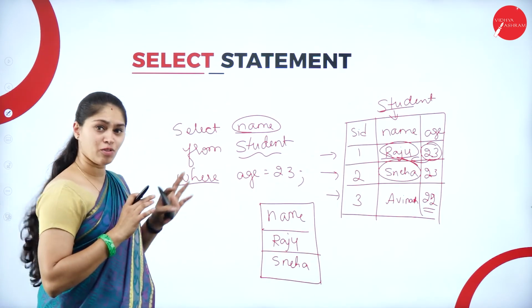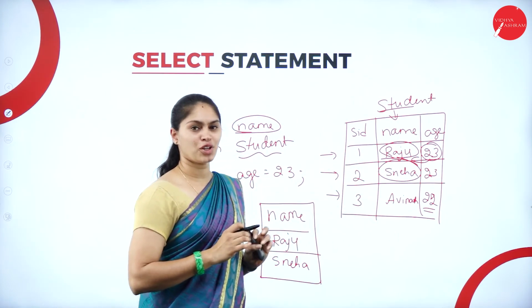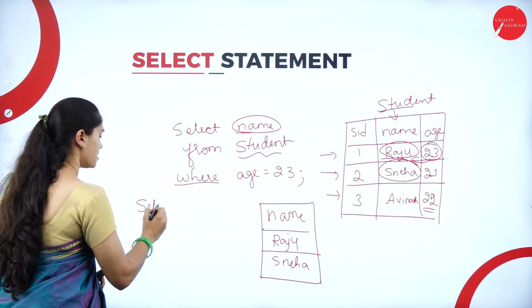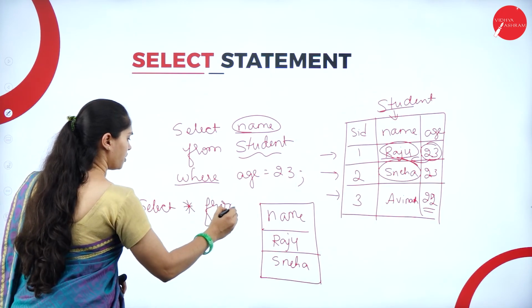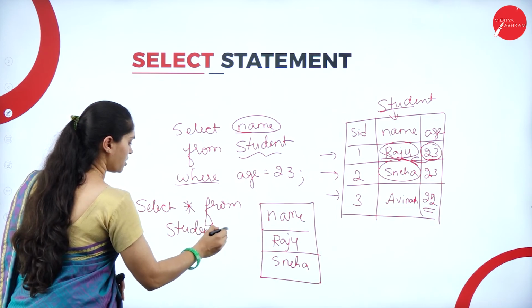So what if I wanted to select all the tuples and all the columns? Then we have to use a star, right? So how are we going to write that? Let me consider select star from which table? From student table. And let me put a semicolon.